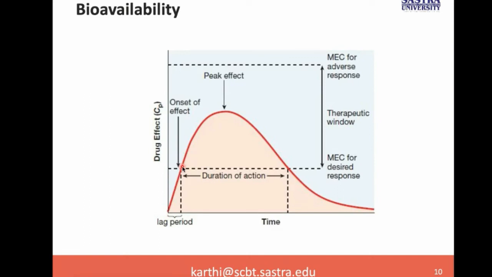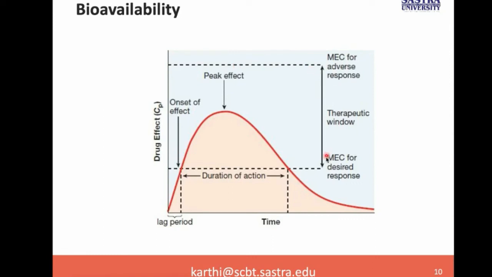Yes, sir. One more point. Slowly we are exploring the graph, right? One more point is that this is the maximum concentration we can use. Once the concentration goes beyond this dotted line, the drug molecule will start producing adverse effects. This is the maximum effective concentration, and this is the minimum effective concentration.